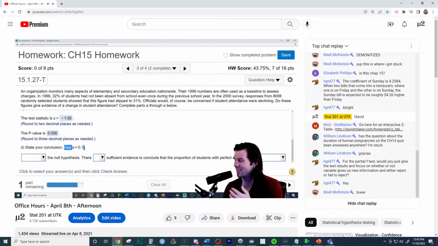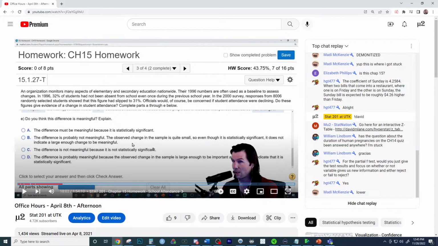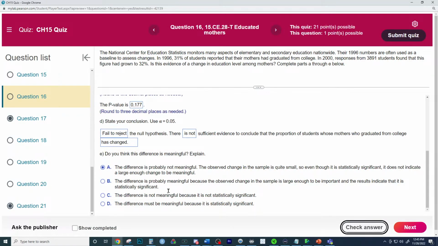Oh, this looks just like yours right here. And where's the last portion? Here it is. Well, no, they still got this. Let me look over our version of the problem. Okay, let's see. They're saying this is the answer: the difference is probably not meaningful. The observed change in the sample size is quite small. So even though it is statistically, but it's not.